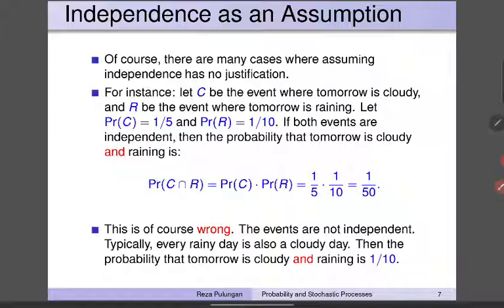So if you observe that today is rainy, then it is usually preceded by cloudy. Then the probability that tomorrow is cloudy and raining is actually just equal to the probability that tomorrow is raining, namely 1/10. So be careful in making assumptions on independence.